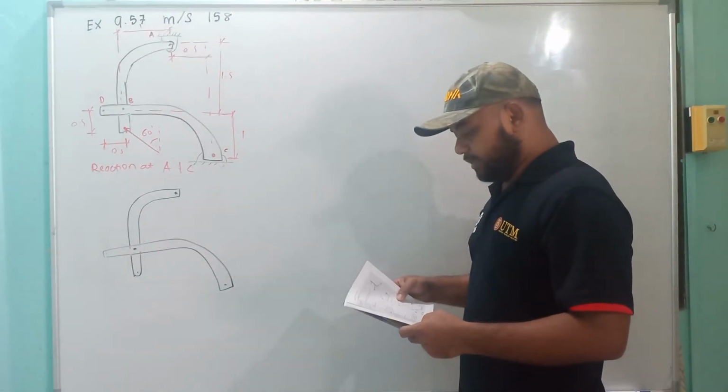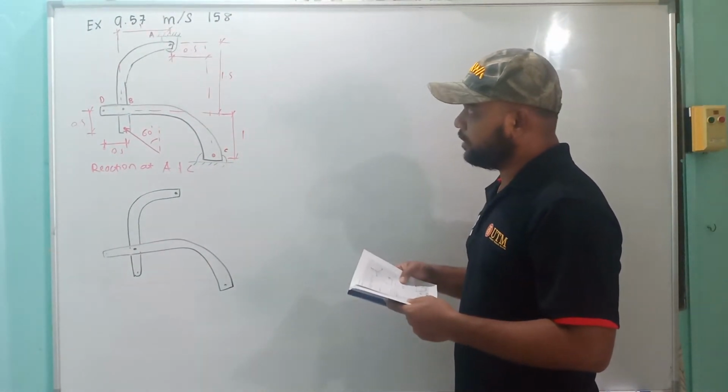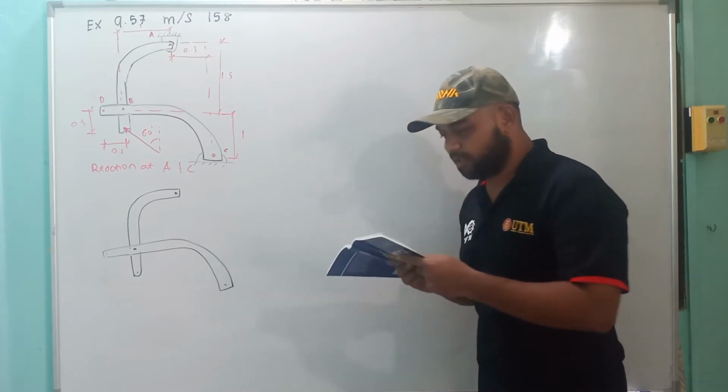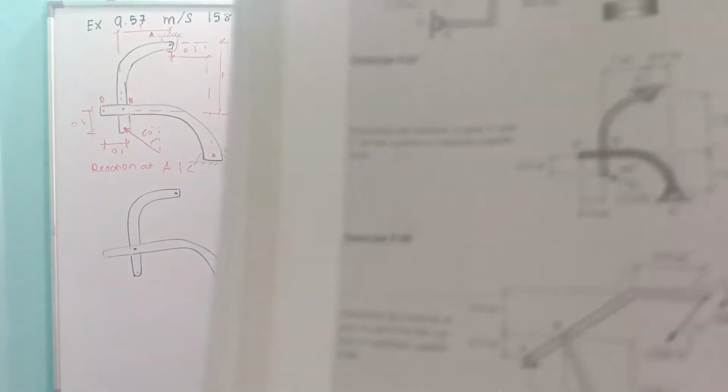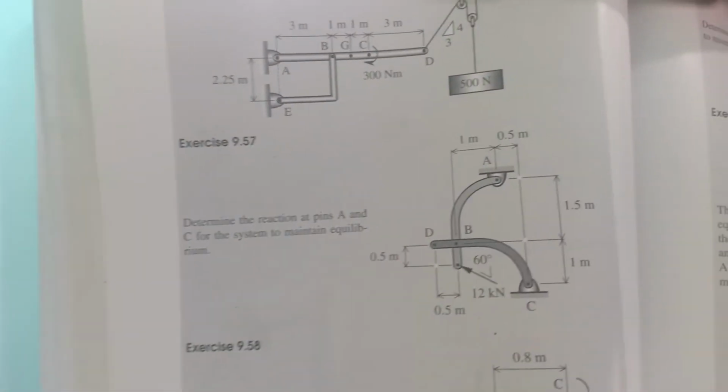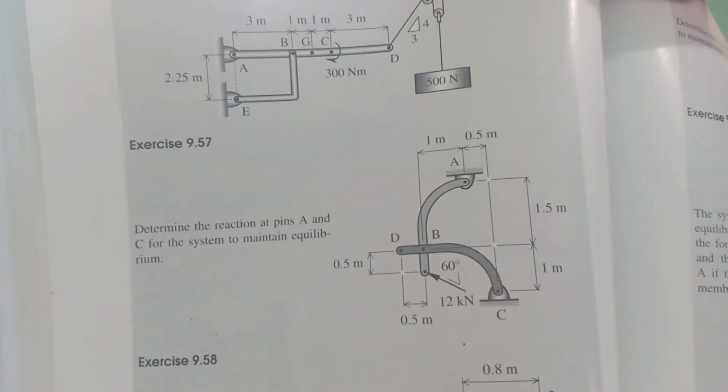This second exercise, which is exercise 9.57, page 158. So this one. Okay, so hopefully you can see it clear. Okay, this question.